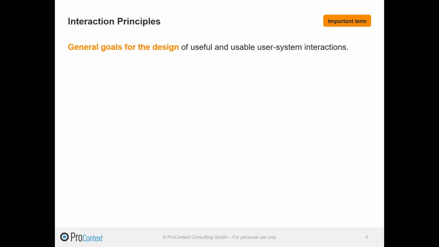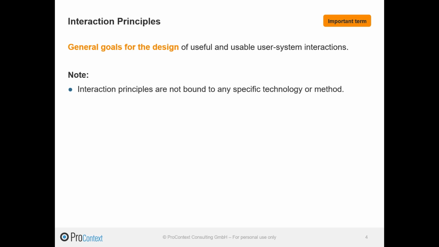So general means always applicable, and the topic is the user-system interaction, so anything that happens in the user interface, you could say. The most important note here is that interaction principles are not bound to any specific technology or method. They are valid for any interactive system that you can think of. It doesn't matter if it's hardware or software or just a service or a combination of any of that. It doesn't matter if they are implemented in a certain technology. And that is exactly the power of the interaction principles.